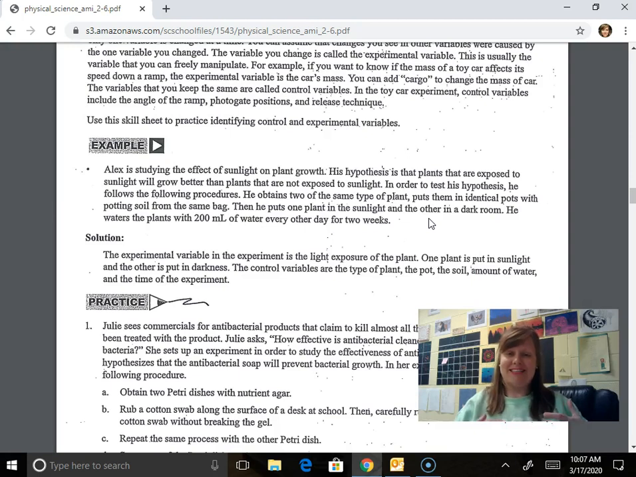So in this one, the independent or the experimental variable must be the sunlight and the dark room, because the independent changes, what you change was the amount of light. It's going to grow depending upon how much light. So let's check our solution. It says the experimental variable in the experiment is the light exposure of the plant. One plant is put in sunlight and the other is put in darkness. The control variable are the type of plant, the pot, the soil, amount of water, and the time of the experiment. So I missed those last two.